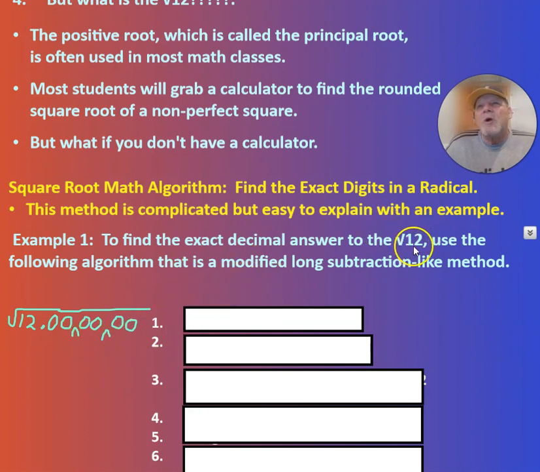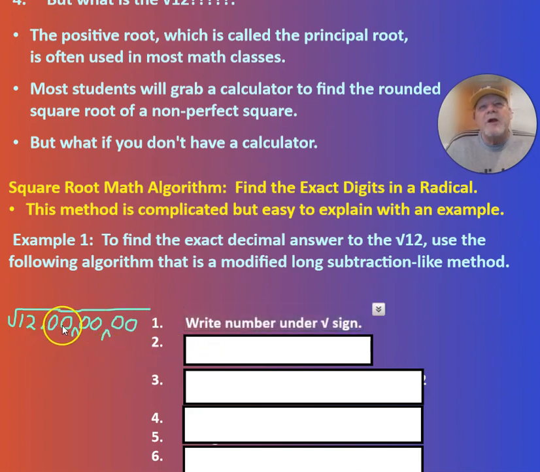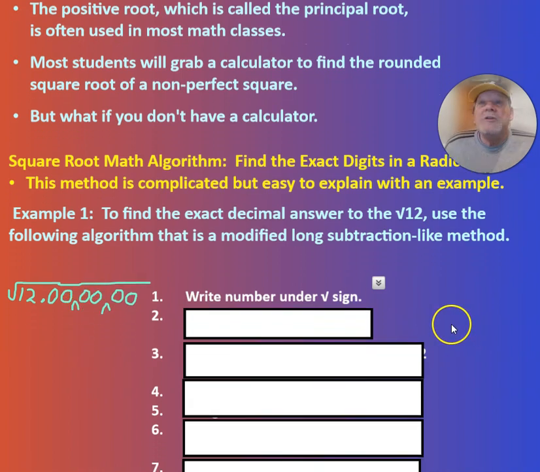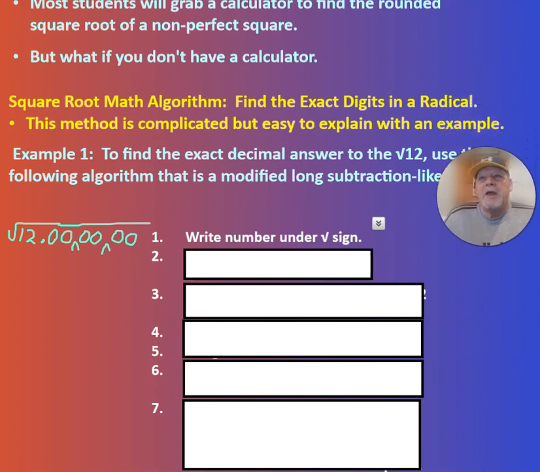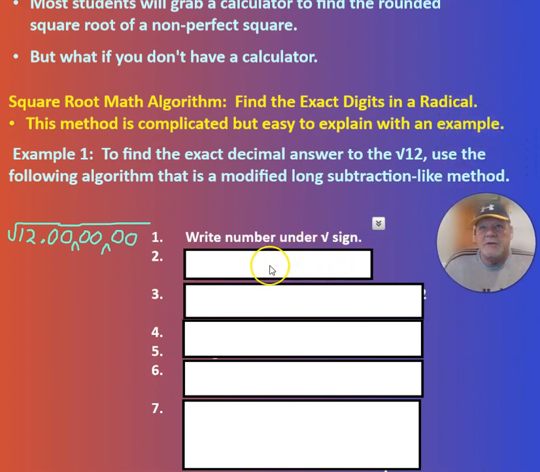So if I want the square root of 12, I put a long square root sign, and I put a 12 inside it, and then I put a decimal point. Then you can see we've got double zeros with what I call a little caret in between them. Double zeros, caret, double zero, caret. Now, we just have to follow along. It is a pretty complicated process here.